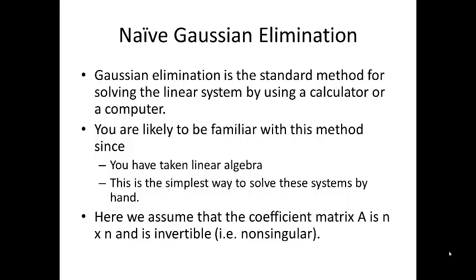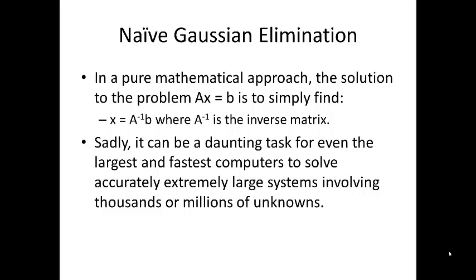So, take a little closer look at naive Gaussian elimination. In a pure mathematical approach, the problem A times x is equal to b is simple to solve. Basically, we want x is equal to A inverse times b, where A inverse is the inverse matrix. In most cases, however, it is advisable to solve the system directly for the unknown vector x, rather than explicitly computing the inverse matrix. Sadly, it can be a daunting task for even the largest and fastest computers to accurately solve an extremely large system involving thousands or millions of unknowns. On a positive note, though, this makes for a good benchmark to see how well your computer is doing.